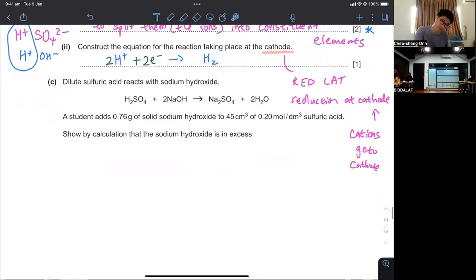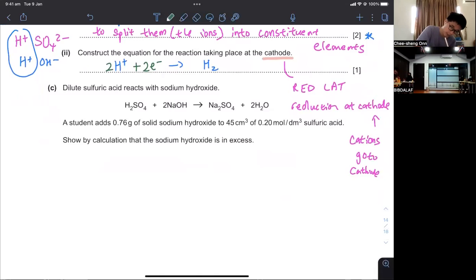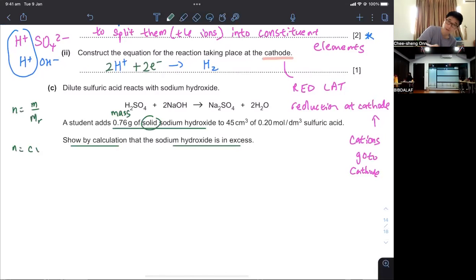Now the next thing is 3 marks calculations. You're going to show by calculations that sodium hydroxide is in excess. If you're doing this kind of thing, you should really try and get a couple of marks along the way. So this is solid. This is mass. Why do they give us mass? There are 3 formulas. Mass over Mr, concentration times volume, volume of gas divided by 24 dm cubed per mole. This is for gas, that is for solutions, and the other one is given masses.